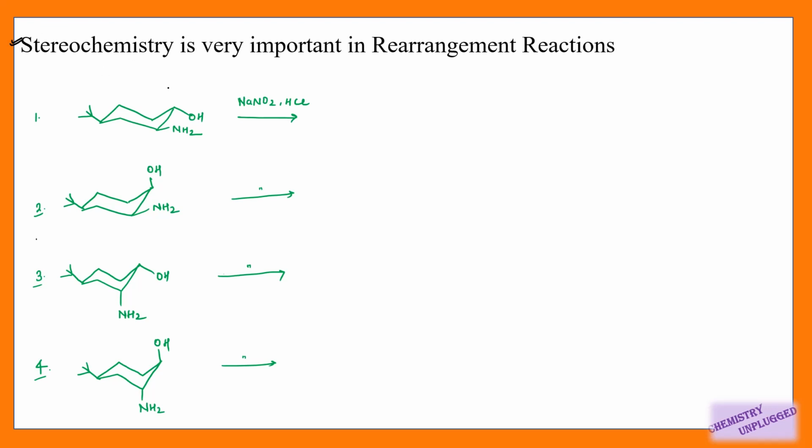The next very important thing is that the stereochemistry of all rearrangement reactions is very important. We are taking here an example of the semi-pinacol rearrangement, and for all 1,2 type of rearrangement reactions we have to check the stereochemistry of the migrating group.